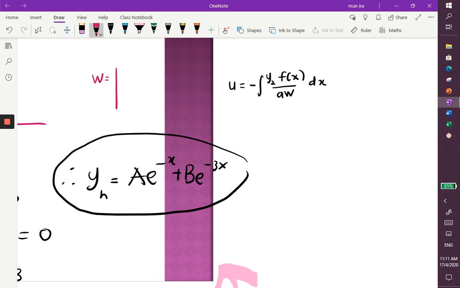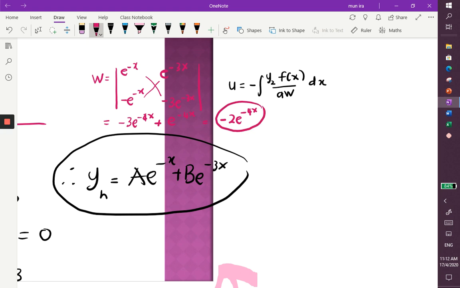So first is y1. y1 is e negative x. Next to your y1 is e negative 3x. Below this one is negative e negative x. Differentiate again, so you have this one. So you cross multiply here, so you have negative 3e negative 3x. This one minus minus, so you have plus e negative... sorry, this one is e negative 4x. Negative 1, negative 3, so you have negative 4x. So that you have negative 2e negative 4x as your Wronskian.